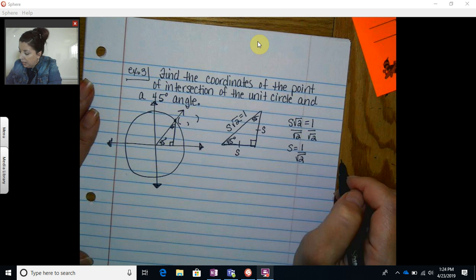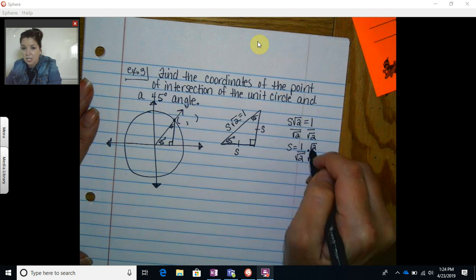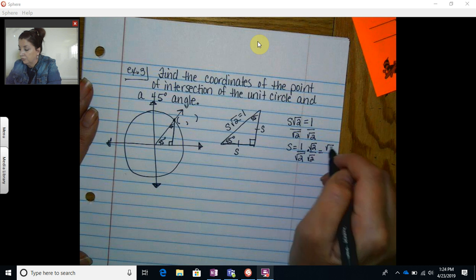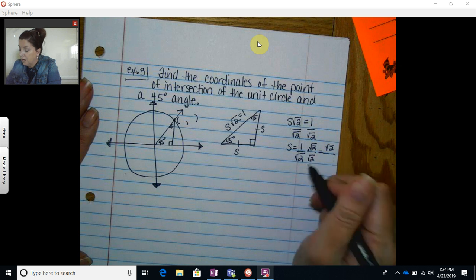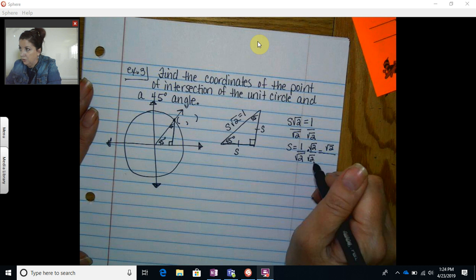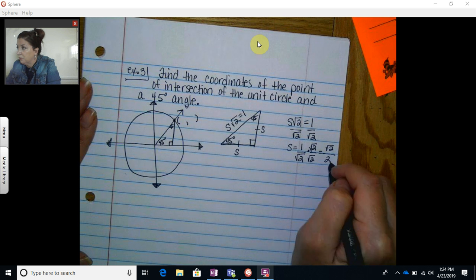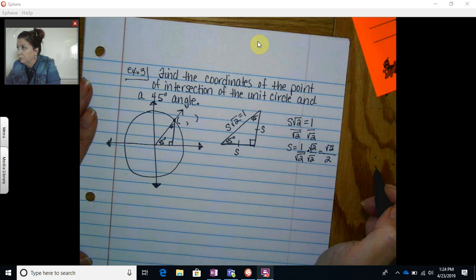Well, watch what happens if I multiply by the square root of 2 over the square root of 2. Isn't that the same thing as 1? When we multiply fractions, numerator times numerator, so 1 times the square root of 2 is the square root of 2. Denominator times denominator. What's the square root of 2 times the square root of 2? What's 2 times 2? 4. So it's the square root of 4, and what's the square root of 4? 2. Did that get rid of my radical? Yes.